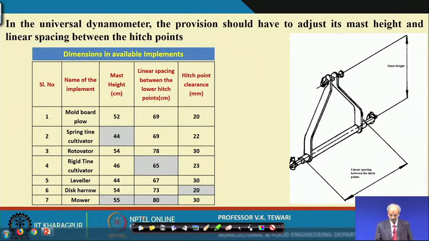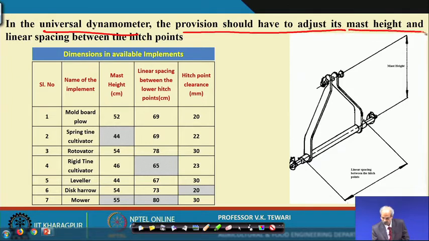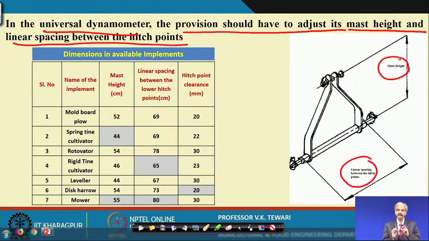Universal dynamometer, see what are the values which are important here. You can see the universal dynamometer, the provision should be there to adjust the mast height and the linear spacing between the hitch points. We talked of this linear spacing and the mast height. Now, these are essential with regard to the standards given by ASAE, as I said.